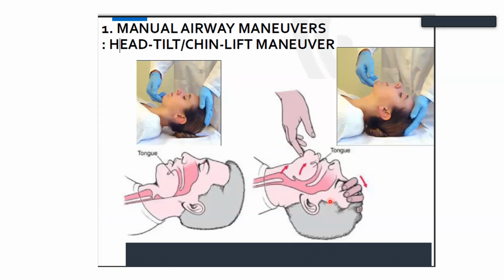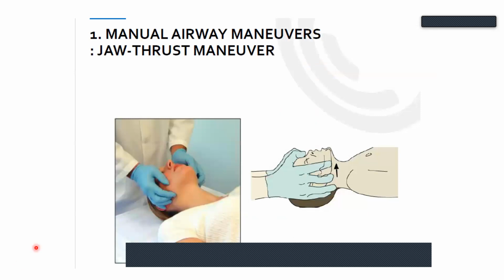Instead, we do the next maneuver, which is jaw thrust, achieving the same target but with a different maneuver, without moving the cervical spine.